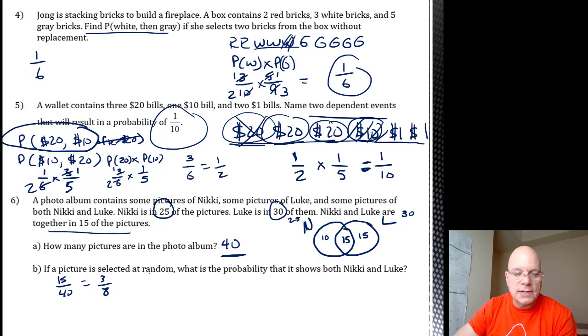If a picture is selected at random, what is the probability that it shows both Nikki and Luke? Well, if 15 pictures show both Nikki and Luke, and there are a total of 40 pictures, there's a 15/40 probability of the picture having Nikki and Luke. And then the common factor is 5, so this becomes a 3 and this becomes an 8. So in simplest form, it's 3/8.